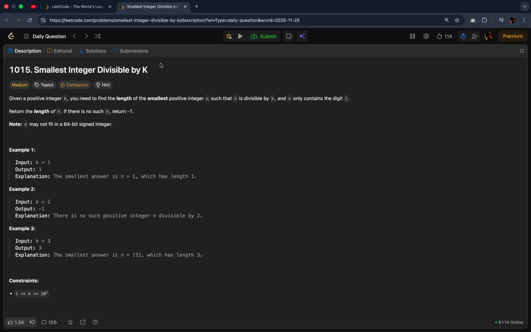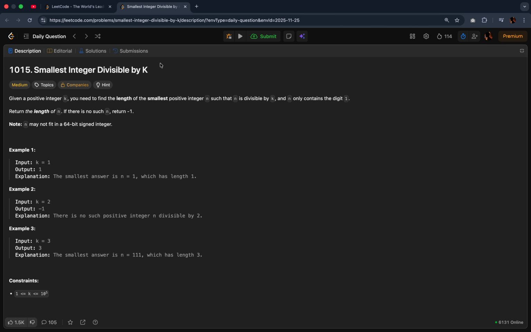Here in this question we are given a positive integer k as the input, and we need to find the length of the smallest positive integer n such that n is divisible by k and n only contains the digit 1. Then we have to return the length of n. If there is no such n, then we have to return -1, and n may not fit in a 64-bit signed integer.